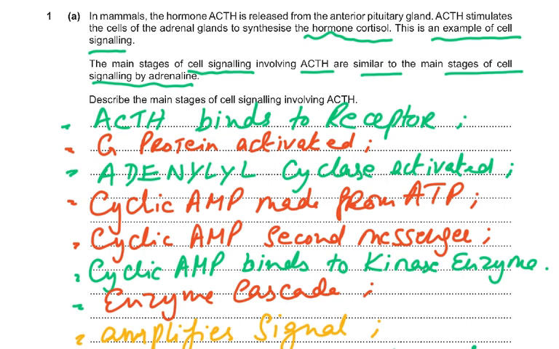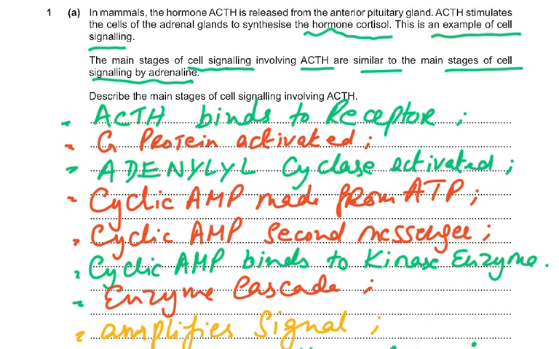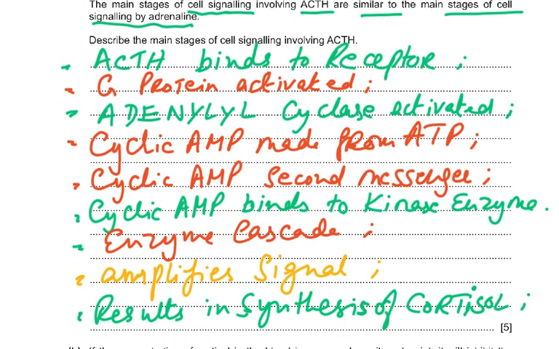Describe the main stages of cell signaling involving ACTH. They want you to just talk about ACTH, but it is the same as adrenaline. Now you look at the marks and you think of 5 mark scheme points. Number one, a hormone has to bind to the receptor. I'm sure everybody knows that, but you're not going to write it. Then the G protein is activated, the second point, and adenylyl cyclase is activated, then cyclic AMP is made from ATP, and cyclic AMP is the second messenger. So you got your 5 marks. If you wrote these 5 points, you got your 5 marks.